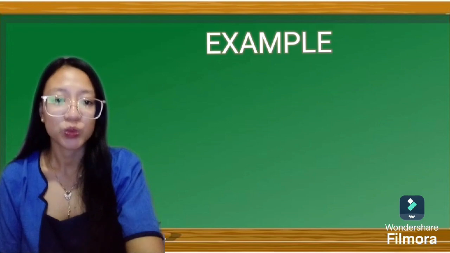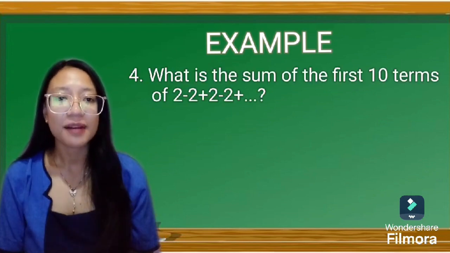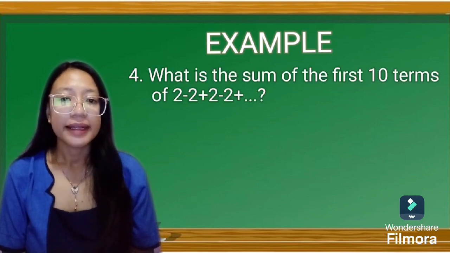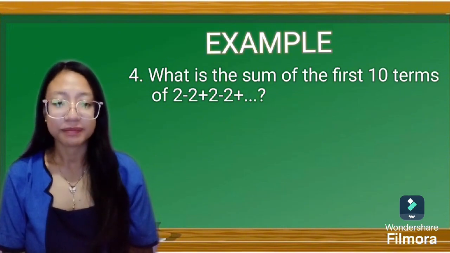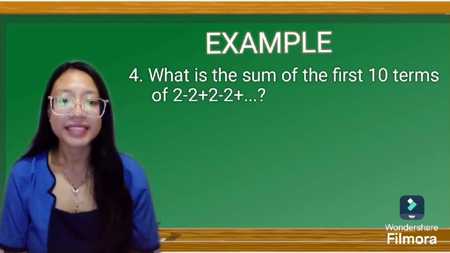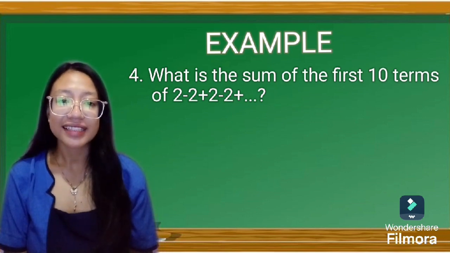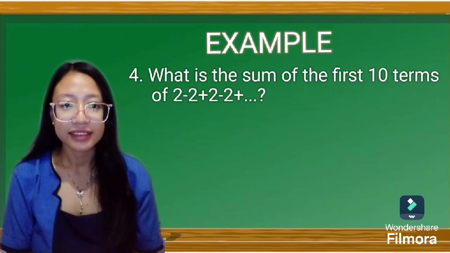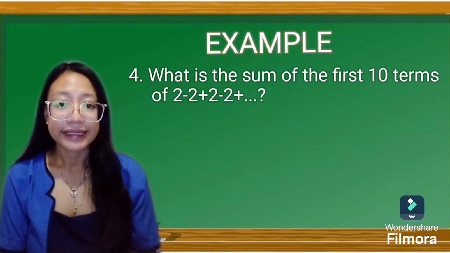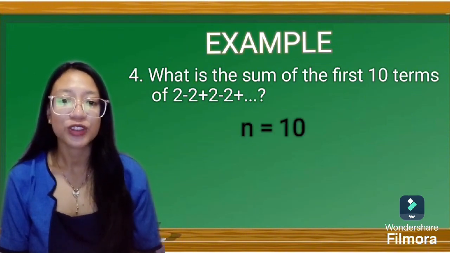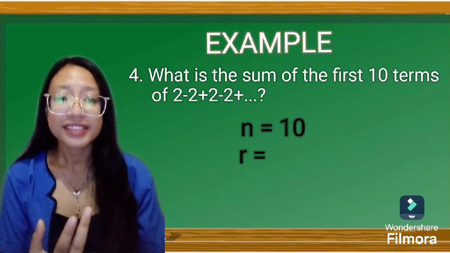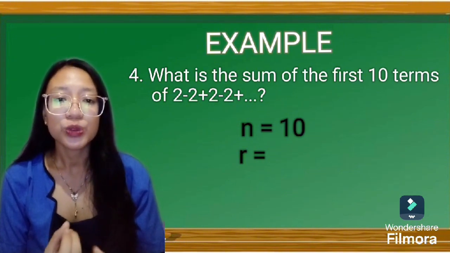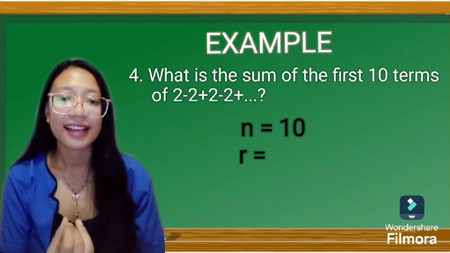Example number 4. What is the sum of the first 10 terms of 2, negative 2, positive 2, negative 2, up to the nth term? So, dito, ano yung napapansin natin? Makikita natin na yung number of terms natin is even. So, hahanapin natin yung common ratio. Paano nga ba kumuha ng ratio? So, sa pagkuha ng common ratio, yung second term at yung first term ay i-divide lang natin. So, negative 2 divided by 2 is negative 1.